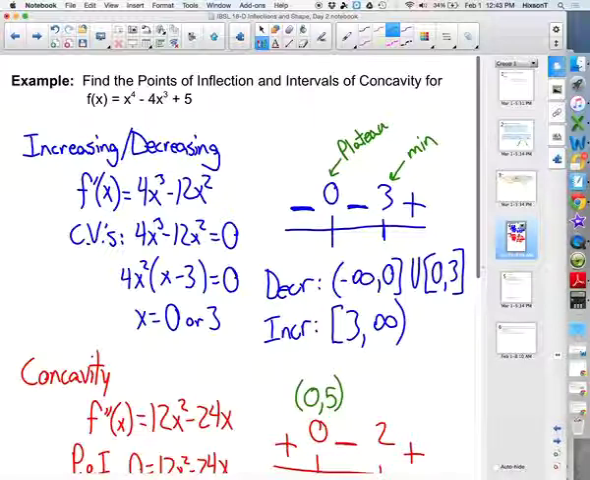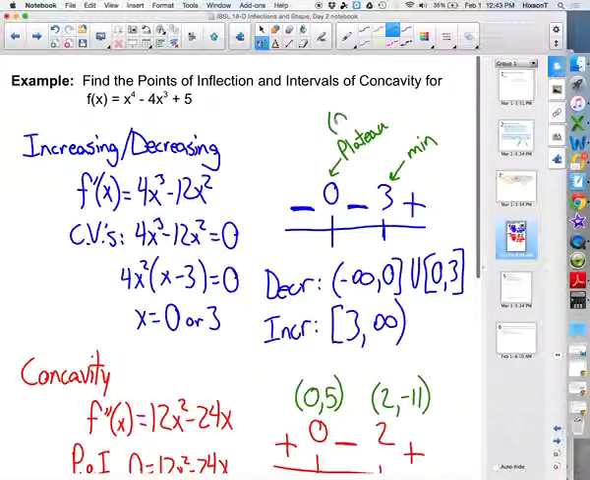And if I plug in a 2, I get 16 minus 32 plus 5. So negative 16 plus 5 is negative 11. So (2, -11) would be our other point of inflection. Wait, how did you find this again? I just plugged it back into the original function. Yeah, because we're trying to find a point on the graph. Okay, so that goes to the original function.